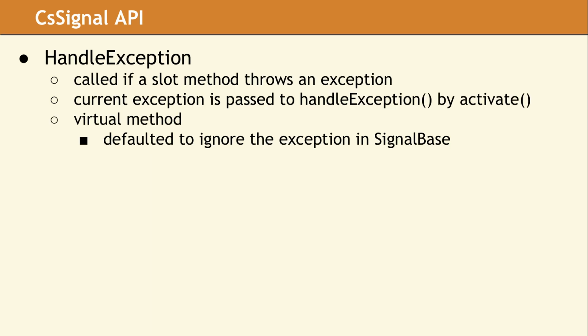If a slot throws an exception, activate will catch the exception and pass it to the handle exception method. The default implementation of handle exception does nothing and ignores the exception. If you would like to handle the exception in some way, you can override this method to take some action.